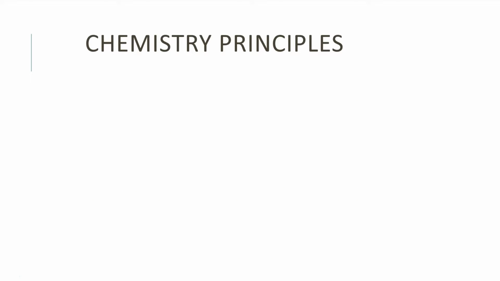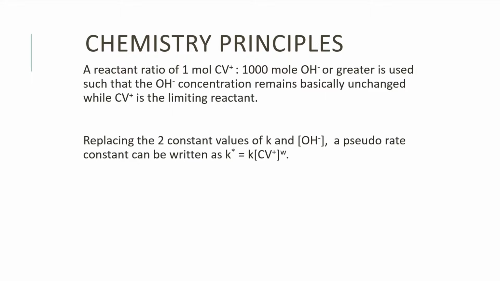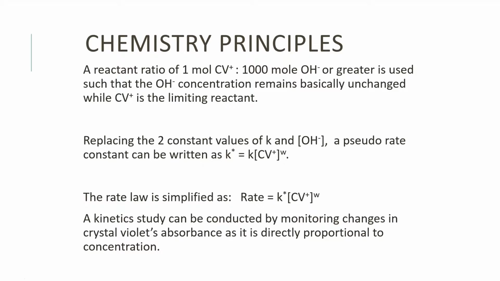Chemistry principles. A reactant ratio of 1 mole Cv+ to 1,000 moles of hydroxide ion or greater is used so that the hydroxide ion concentration remains basically unchanged while Cv+ is the limiting reactant. Replacing the two constant values of k and concentration of hydroxide, a pseudo-rate constant can be written as shown below. A kinetic study can be conducted by monitoring changes in crystal violet's absorbance, as it is directly proportional to concentration.